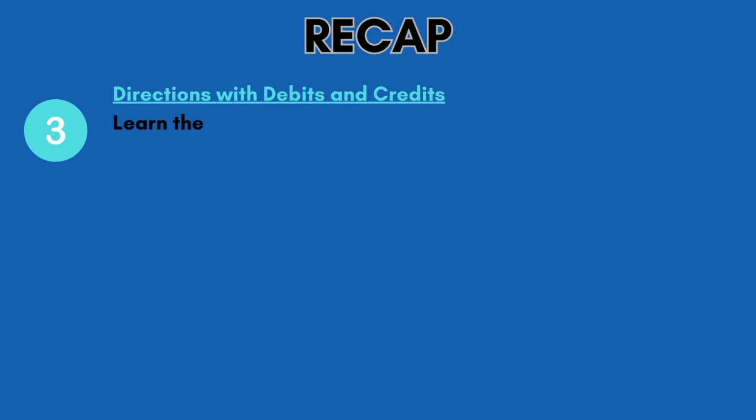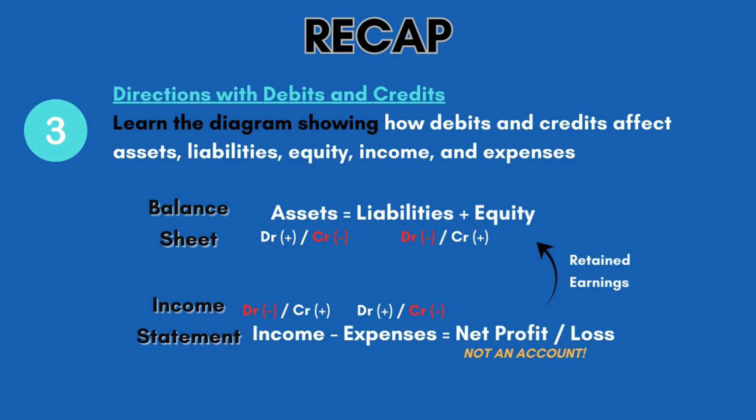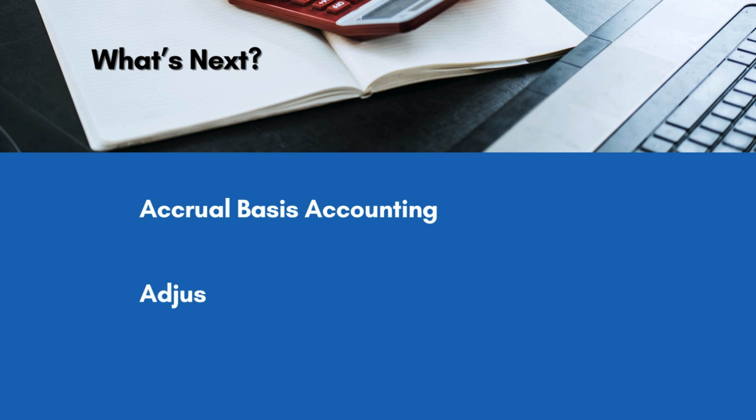Finally, debits and credits. Learn the diagram showing the directions of debits and credits on assets, liabilities, equity, income, and expenses. Next lesson, we will cover one of the key principles in financial accounting, accrual basis accounting, then move on to adjusting entries for closing at each period end.